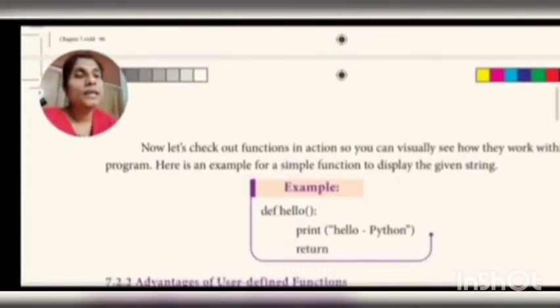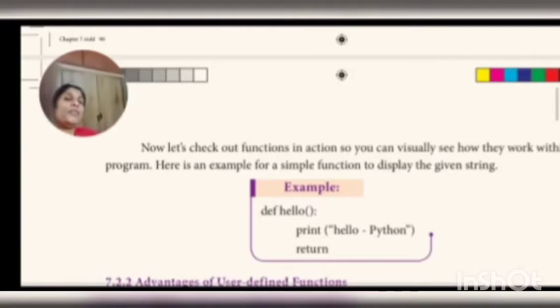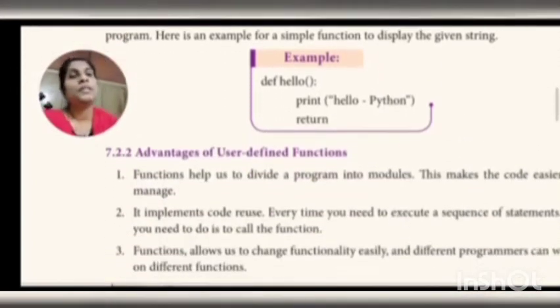And here we have an example. def hello bracket colon. This is the function header. def is the keyword used to define a function. hello is the name of the function. And that function header ends with a colon. Then we have print hello Python. So this hello Python string will be displayed when the function is being called. Then we have return, just return. So no other expression is followed by the word return. So this is a function definition. Function definition means some code will be written within the function. That is called function definition.